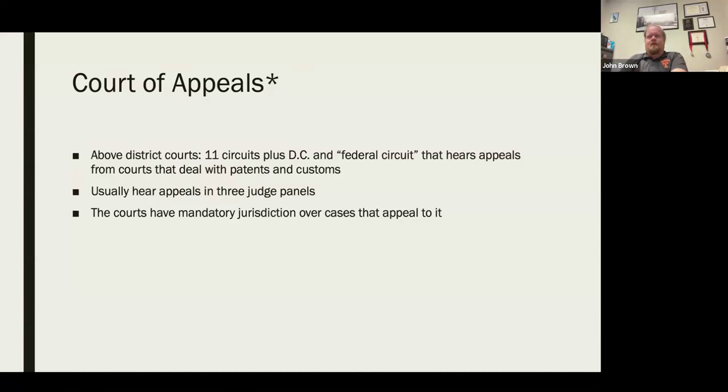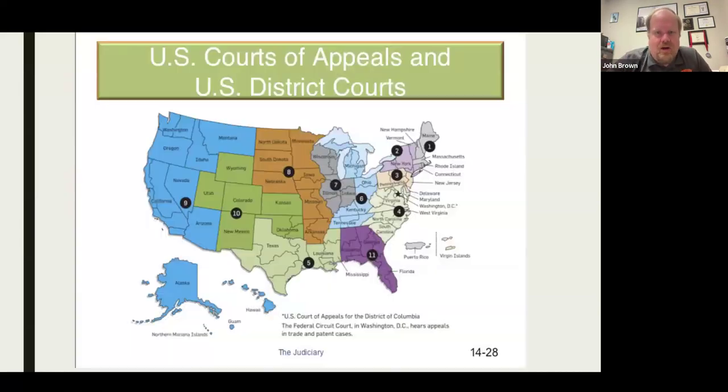Either way, once the decision is reached in a district court at the federal level, it can be appealed to a court of appeals. There are 11 appeals courts plus DC and a federal circuit that hears appeals from courts that deal with patents and customs. Usually they hear cases in 3-judge panels. You can ask them to review en banc if you want.